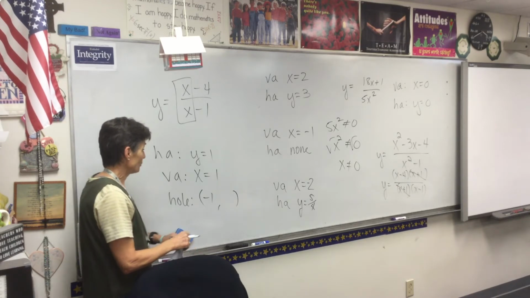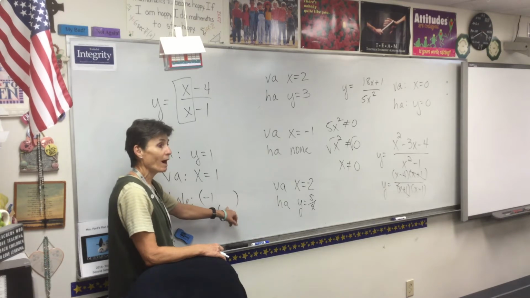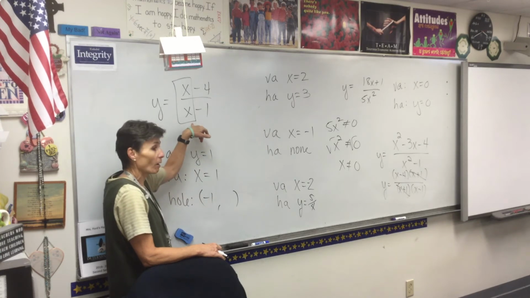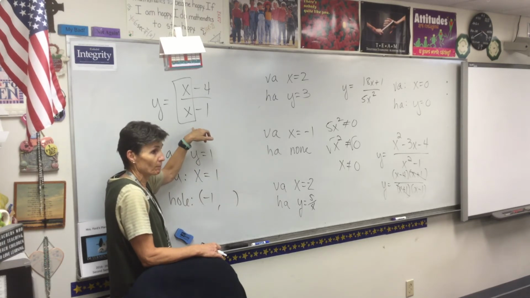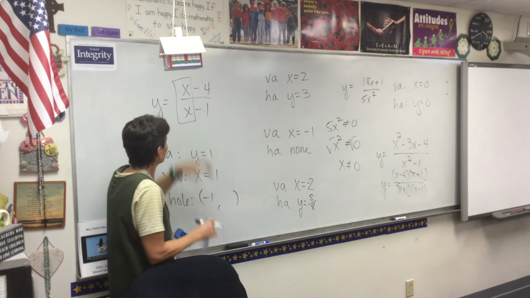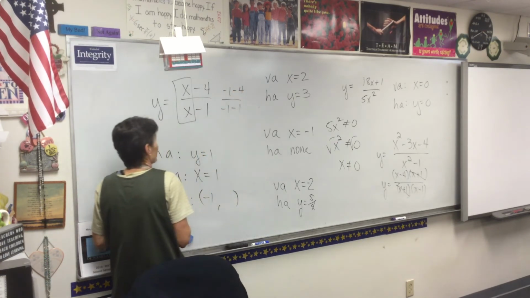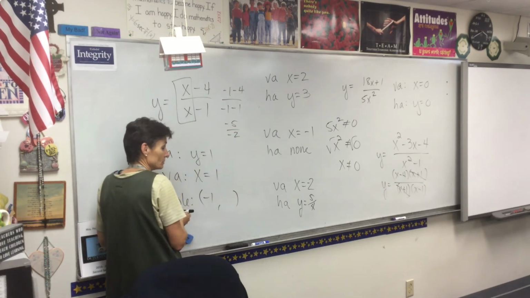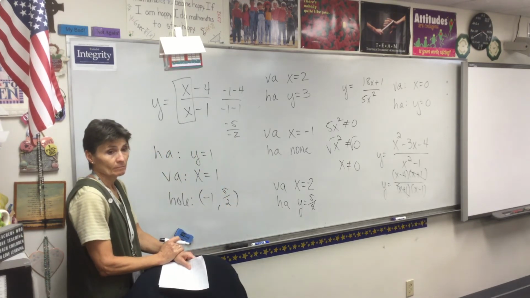The only thing left to do is fill in the rest of the hole. You remember how we did that? How did we get the y part of the hole? We plugged in the x part into the problem. Don't go back to the original, it will never work. You have to plug it into your reduced problem, your simplified problem. So if we put in -1, we have -1 minus 4 over -1 minus 1. So what is that? -5 over -2, which is 5/2. And that would be your hole.